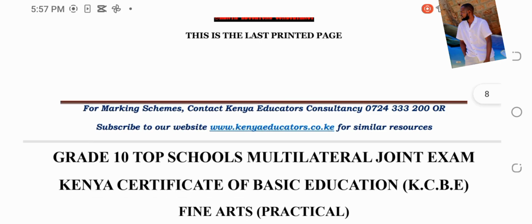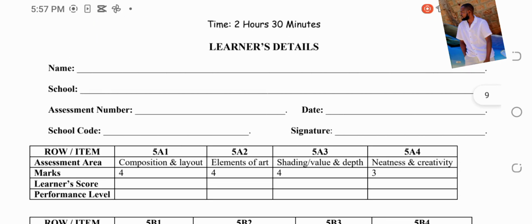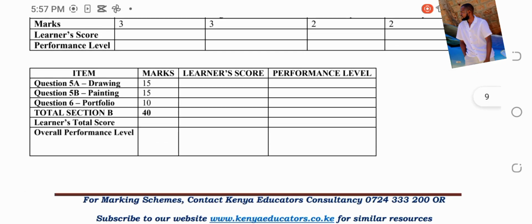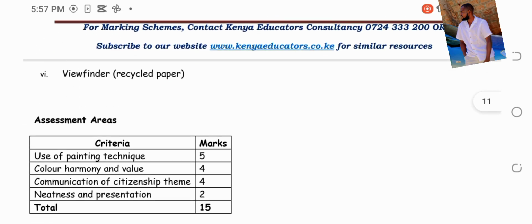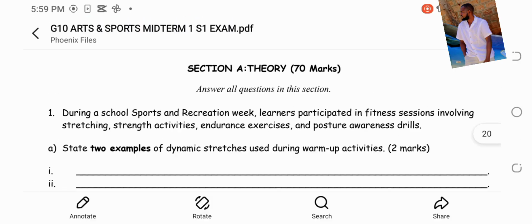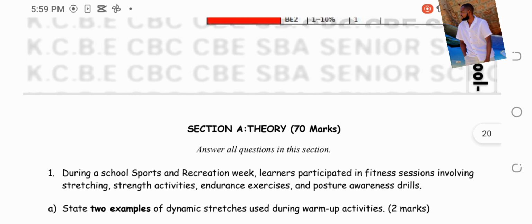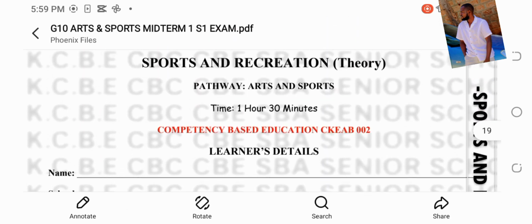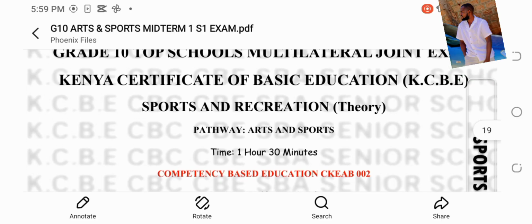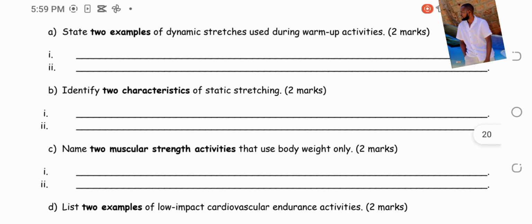After that, arts, fine arts. We come to another area, which is sports. Let's look at the questions in the sports area. Here we go. Section A, theory. Answer all questions. And this one is about arts and sports, basic education in schools. So let's go to the questions to see what these are.